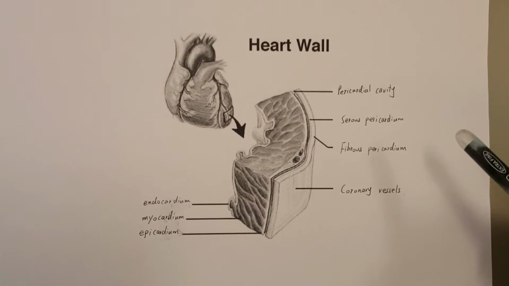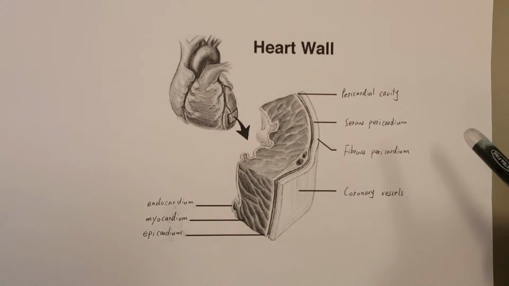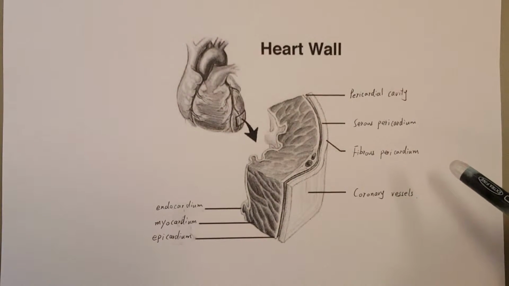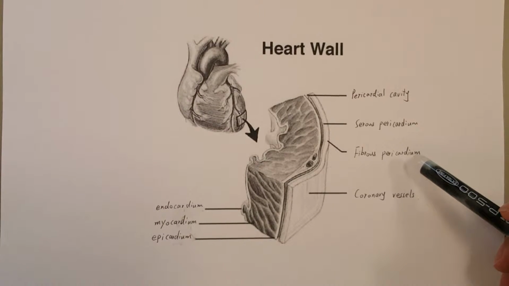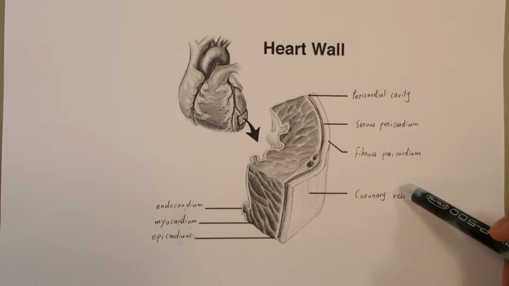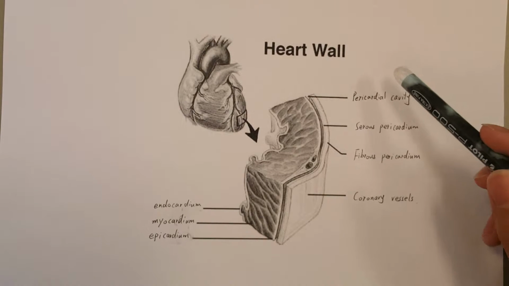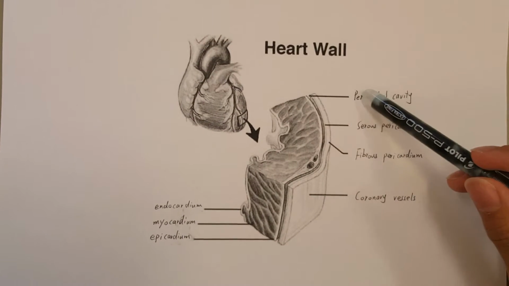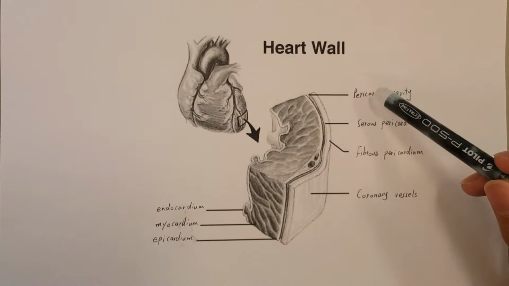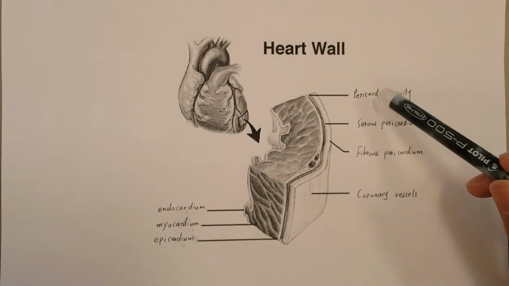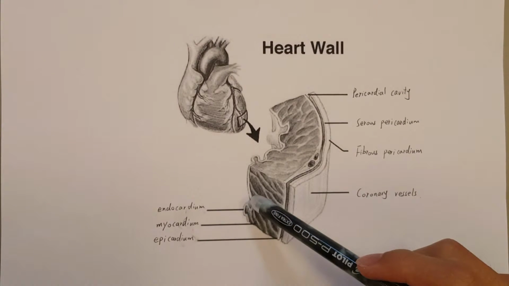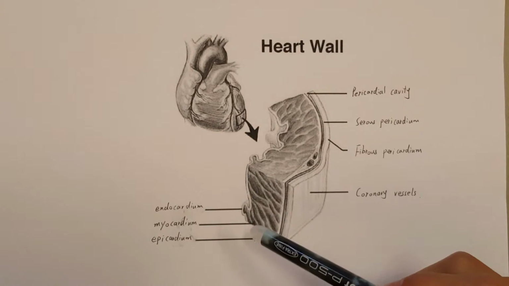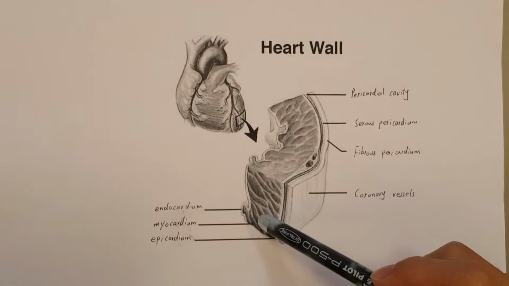Heart muscle is responsible for contracting and forcing blood out of the heart. It contains fibrous pericardium, serous pericardium, and coronary vessels. The space between the heart wall and the serous pericardium is the pericardial cavity. Then, the heart wall is composed of three distinct layers: epicardium, which can also be called visceral pericardium, myocardium, and endocardium.